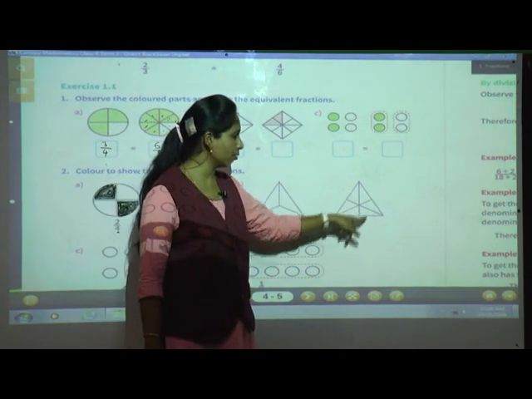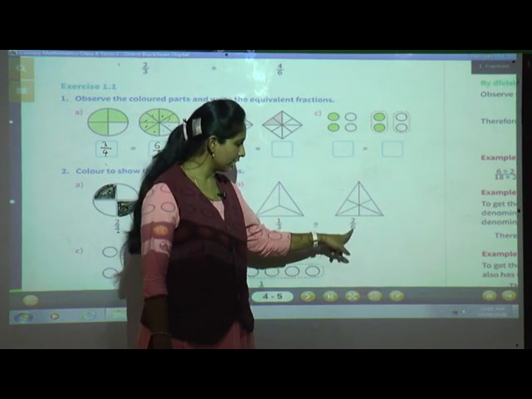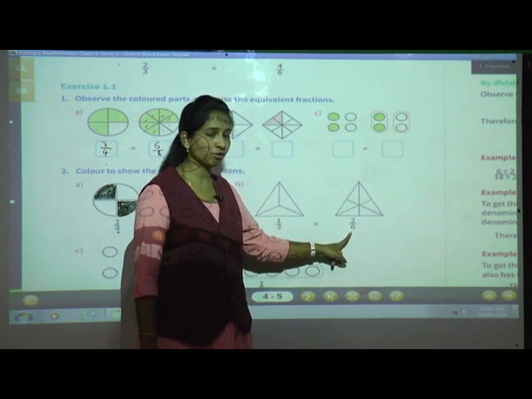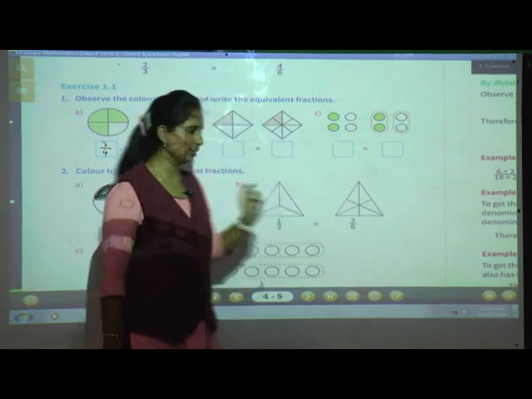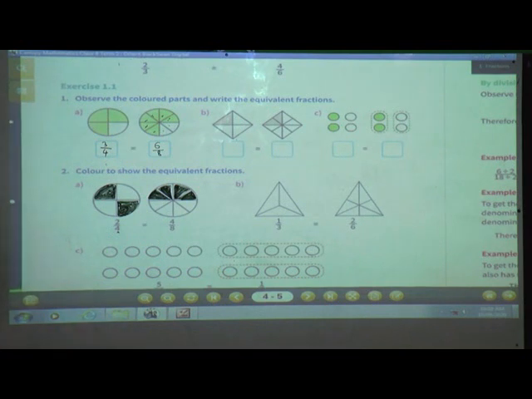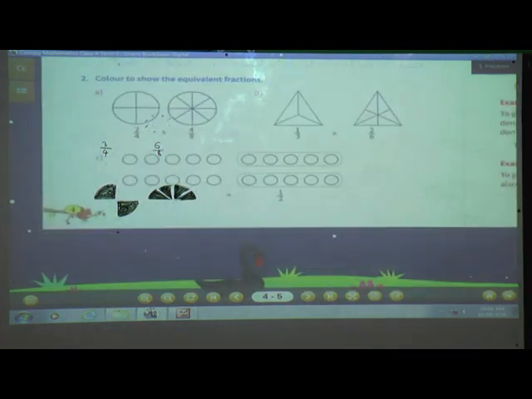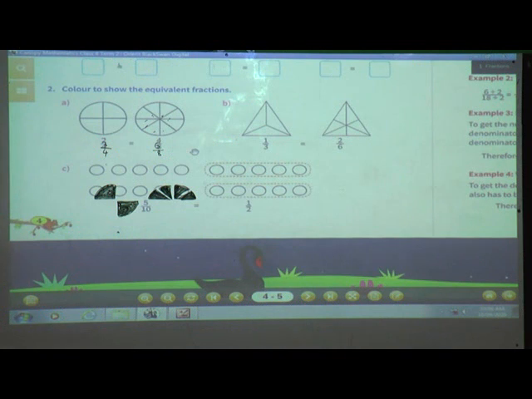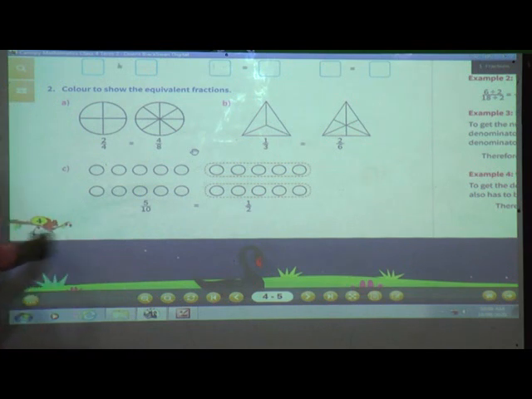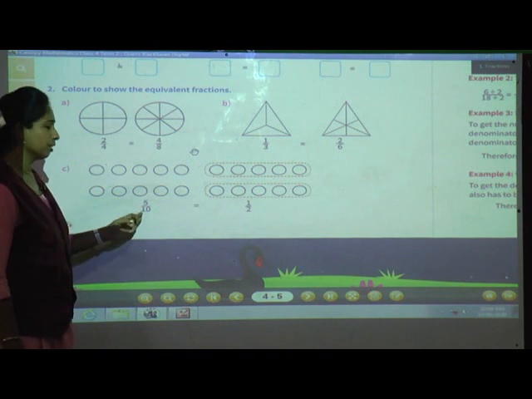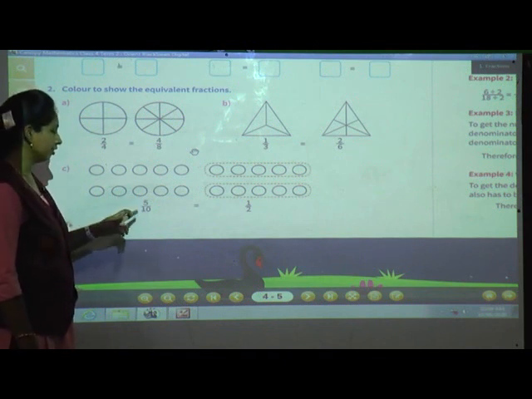Now in this triangle, how many parts are there? 6. They are given in the denominator. And how many parts do you need to color? The numerator part, that is 2. So color any 2 parts in the B question. Now see about the C question. They have given the circles now. 5 upon 10. 5 is the numerator, 10 is the denominator.